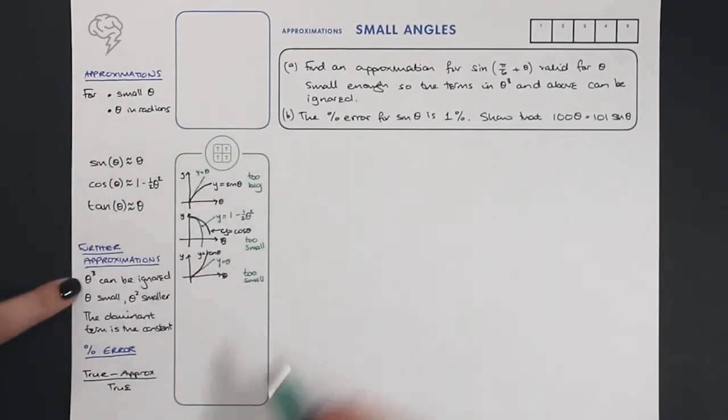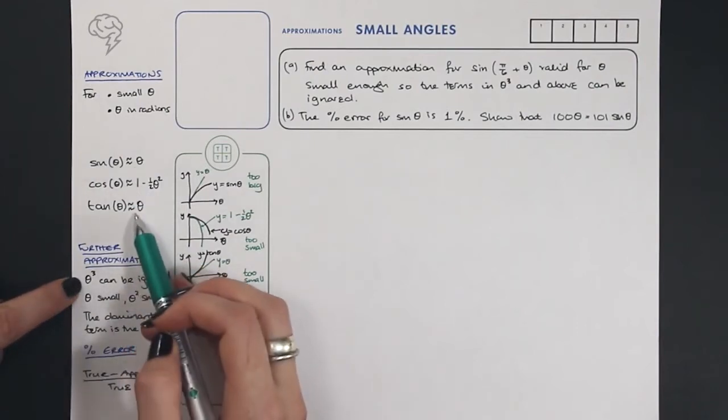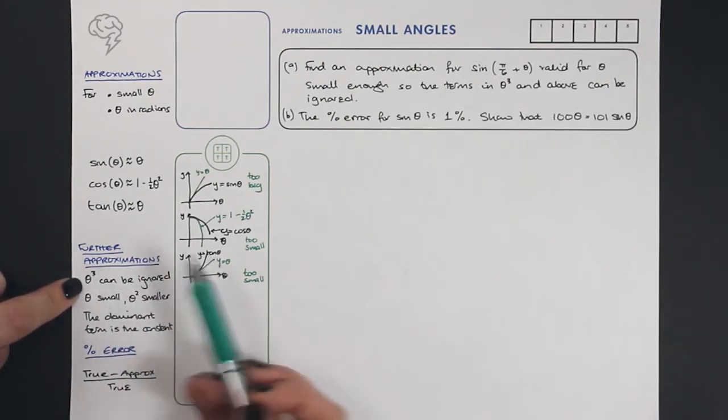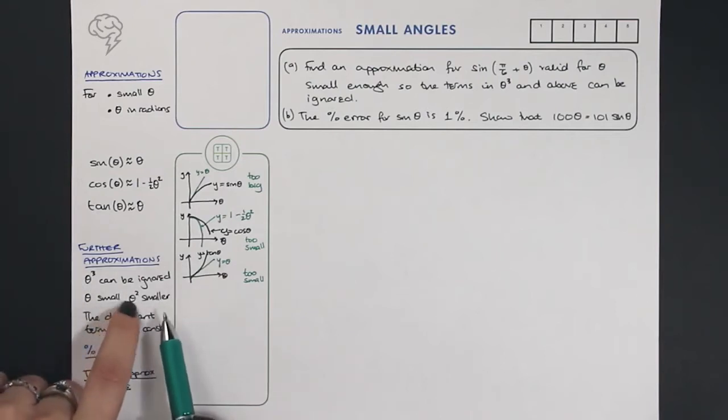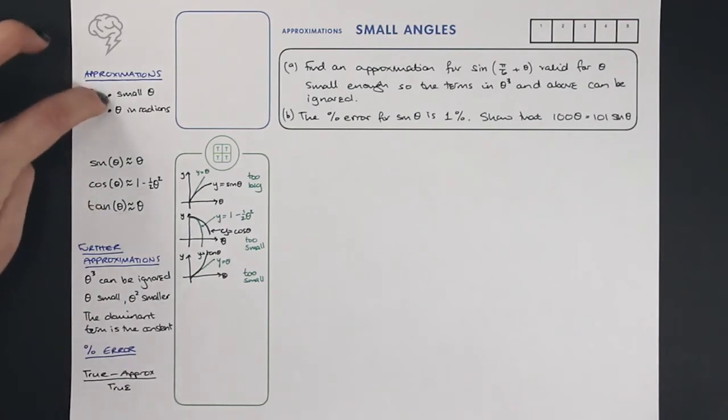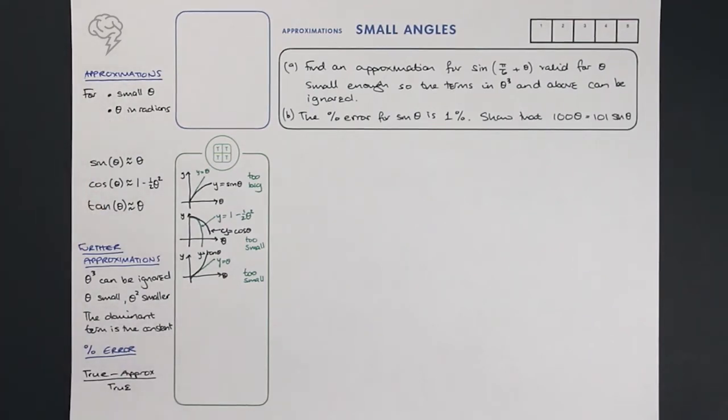You can do further approximations. So if you use these approximations and you end up with a cubic or even a quadratic, to be honest, then you can ignore the cubic terms, you can ignore the quadratic terms, because if your theta is small, then your theta squared, like 0.001 squared, is teeny. So always have in your head that theta is really, really small, and remember that theta is in radians.